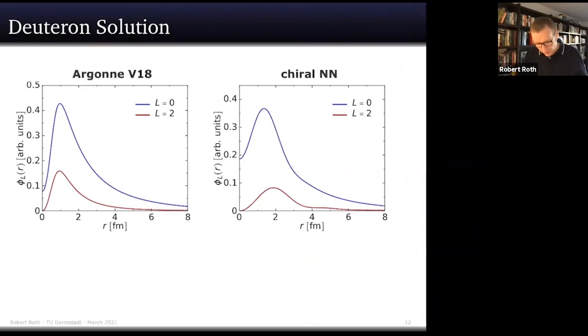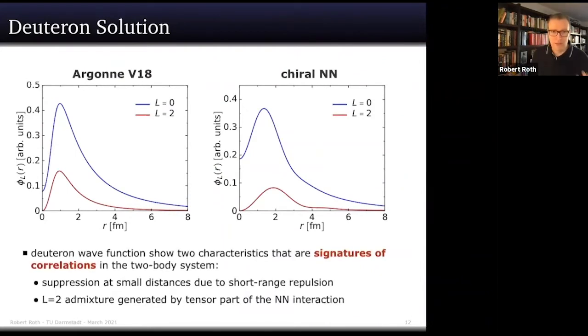And this is an important terminology, correlations, for the rest of the discussion. A second type of correlations, in addition to this suppression at short distances, which is due to the short-range repulsion, is the existence of this D-wave admixture, the second part, the L equals 2 part. You don't have that in the hydrogen atom.